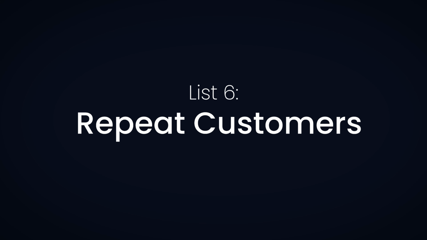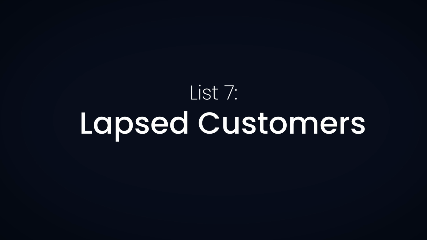List 4, cart abandoners. People who added products to cart but did not complete the purchase. Perfect for remarketing campaigns. List number 5, email subscribers. So non-purchasers, people who have subscribed to your email list but have never bought. Good for nurturing campaigns, to get them into the funnel and down the line get them to purchase. List number 6 is repeat customers. So customers with 2+ purchases, we like to put it at. These are ideal for upsell and cross-sell campaigns. And then the 7th list is lapsed customers. So customers who purchased 6+ months ago but have not bought since then, so you can run win-back campaigns. Each list serves a different purpose in your campaign optimization.